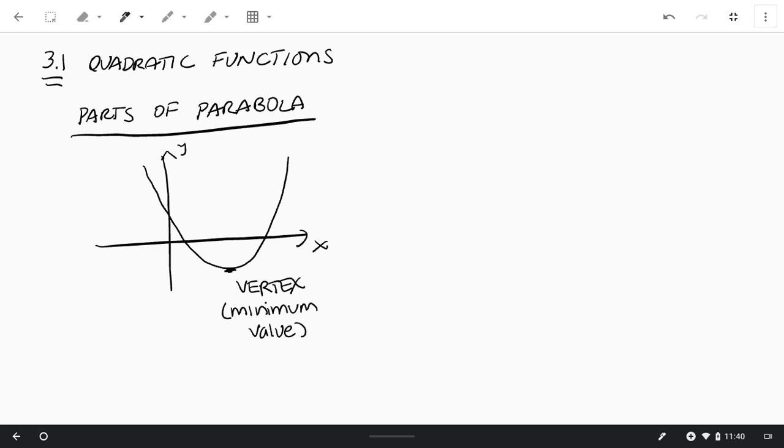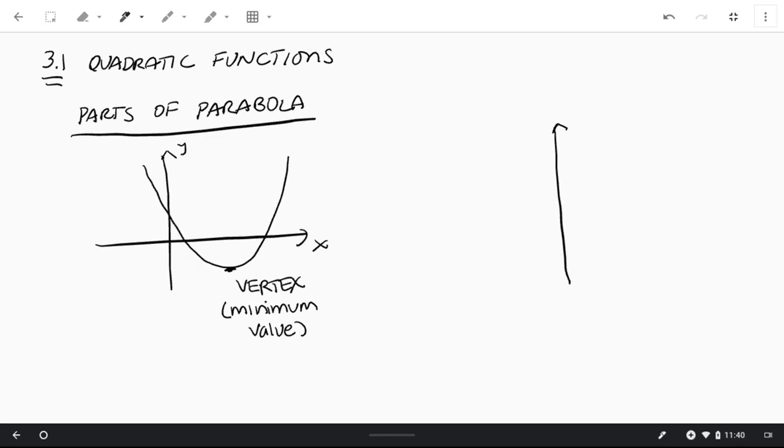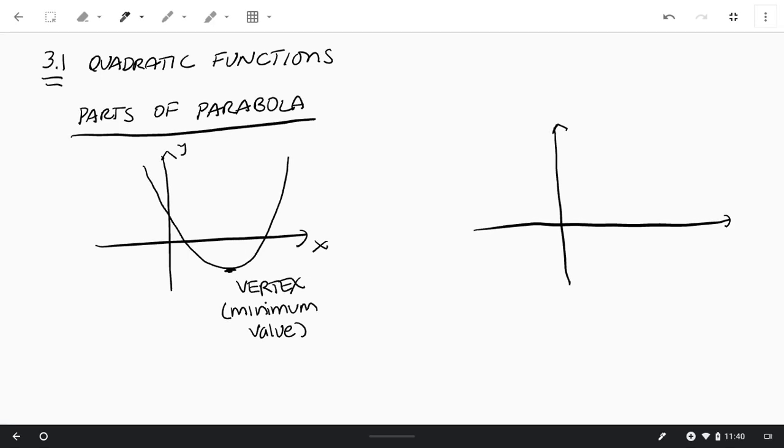Let me go ahead and graph the other one so you can compare. If you have the parabola that opens downward, then the vertex is up here at the very top. And in this case, this would be a maximum value. It's the highest value. Whereas on the left graph, it's the lowest value, so that one is the minimum value.